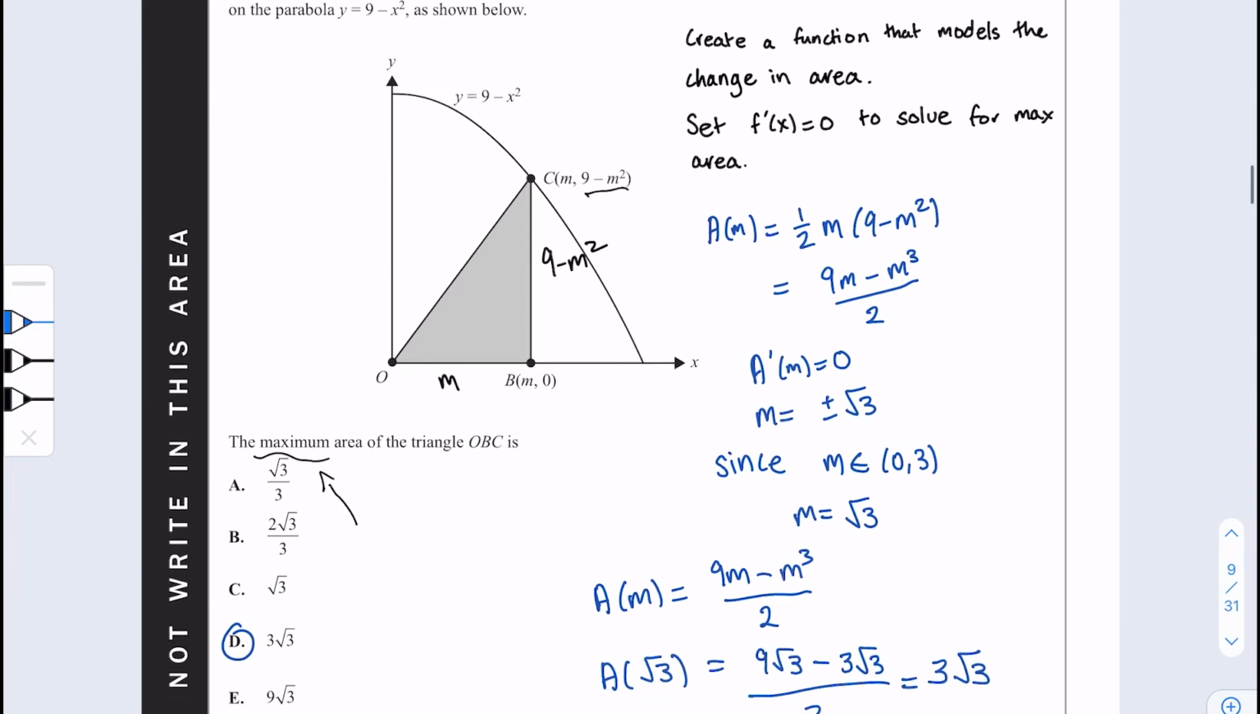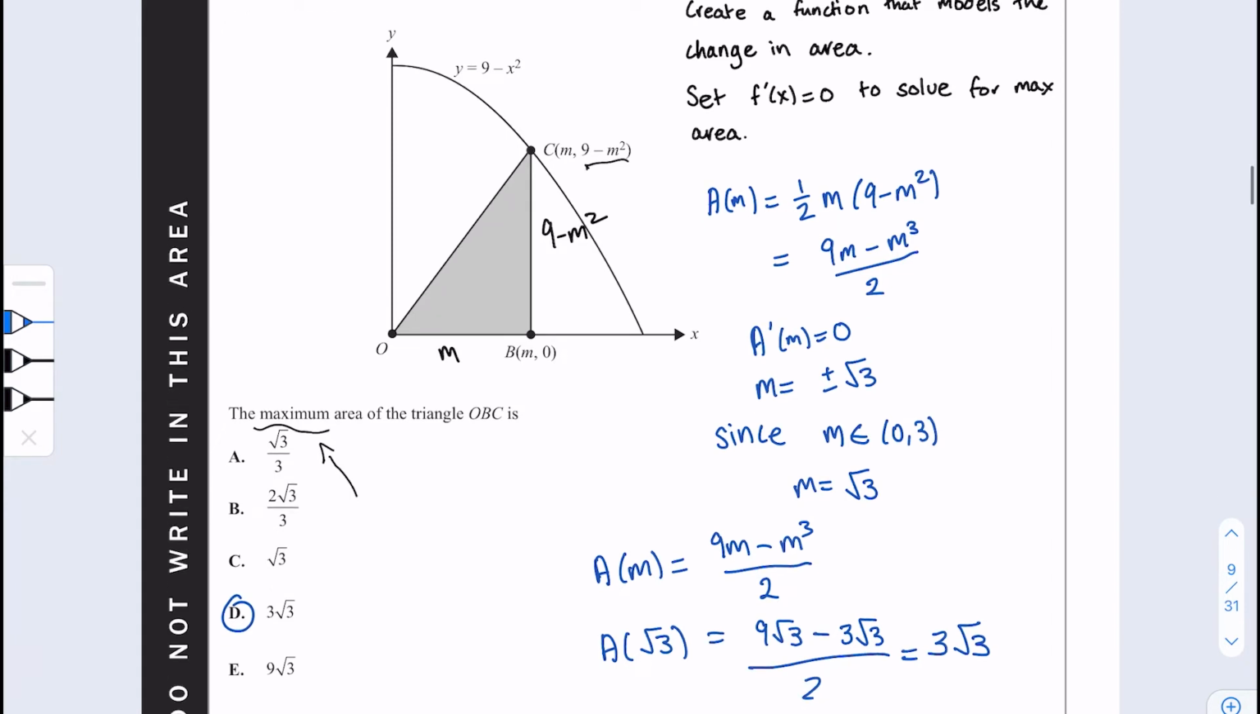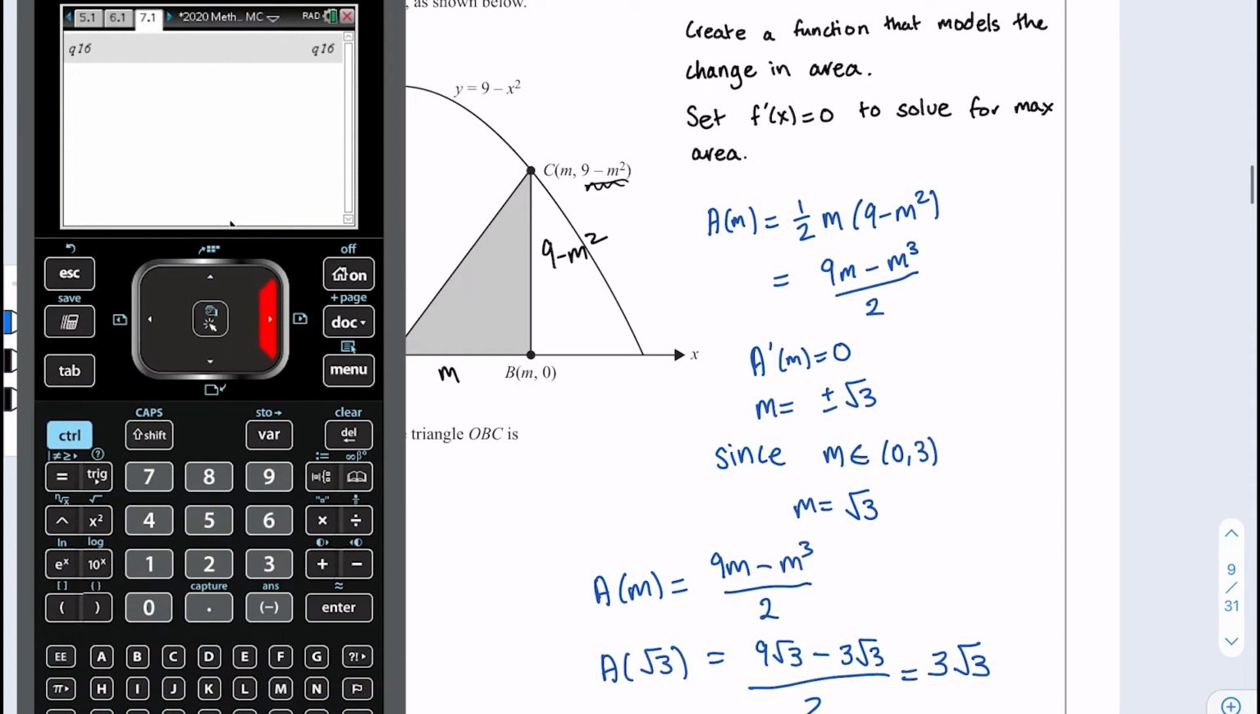So here you have to notice that the y value gives you this length, and the x value gives you the horizontal length. Okay, so we have m and 9 minus m squared as side lengths of a triangle. So now we use the area of a triangle, which is half base times height. And that is your formula for area. So now you put that in your calculator.